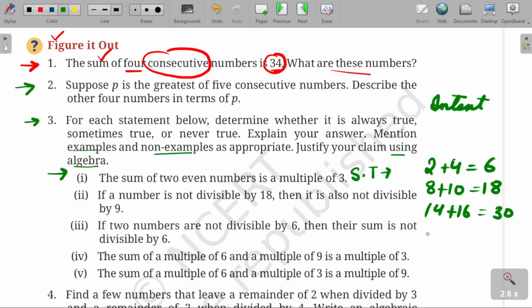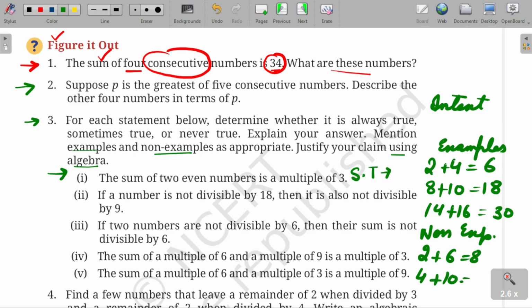So these are the examples. But what are non-examples? Non-examples are like 2 plus 6, 8. 8 is not a multiple of 3. 4 plus 10, 14. 14 is not a multiple of 3. So this statement is sometimes true. And these are the examples and these are the non-examples. I hope you are clear about the examples and non-examples.